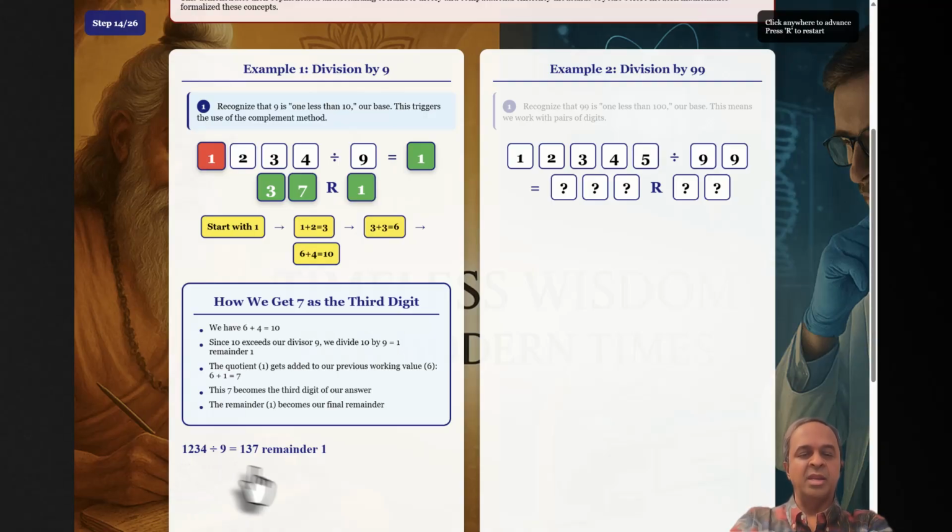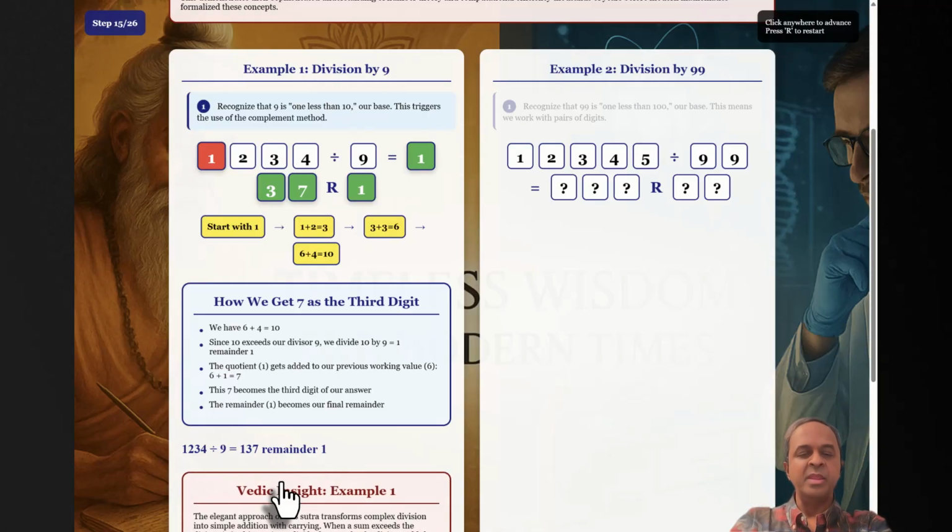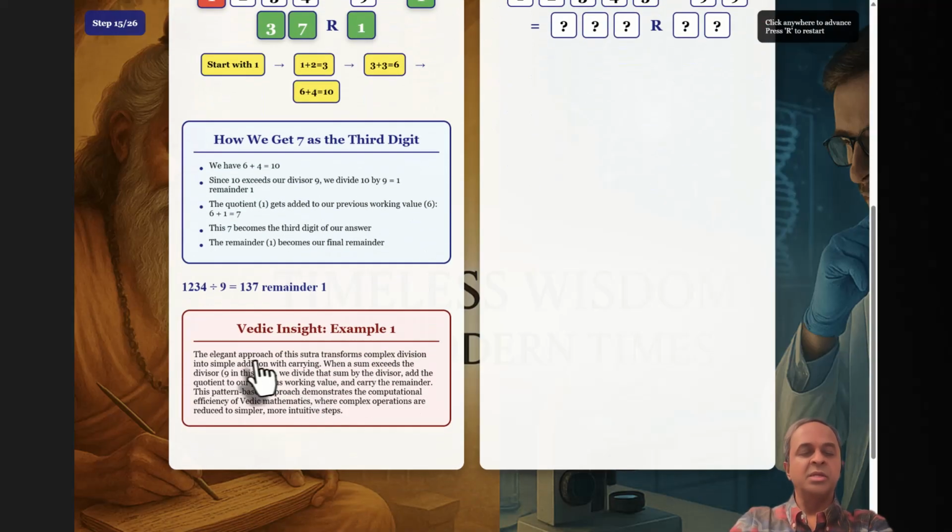1234 divided by 9, that's the answer. So what did we learn from this? The elegant approach of this sutra transforms complex divisions into simple additions with carry, right? That's what we did, simple additions with carry over. When a sum exceeds the divisor, 9 in this case, we divide that sum by the divisor, add the quotient to our previous working value.